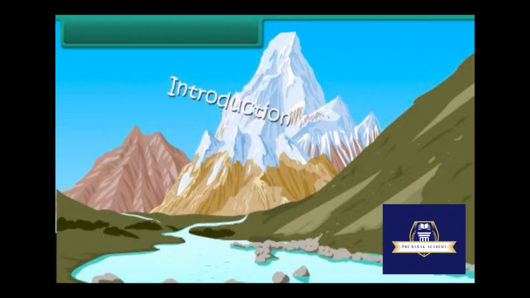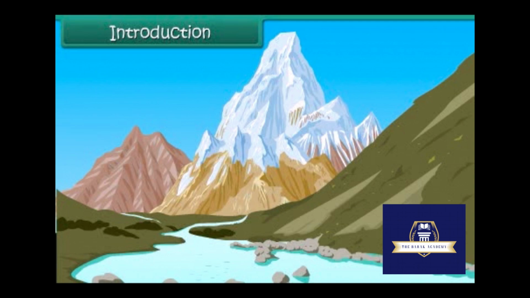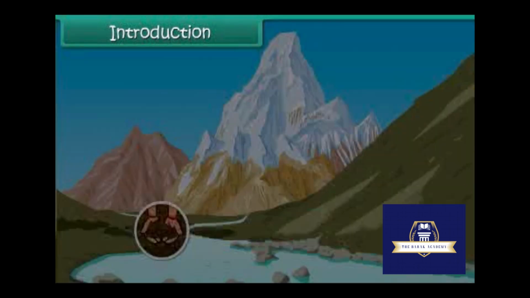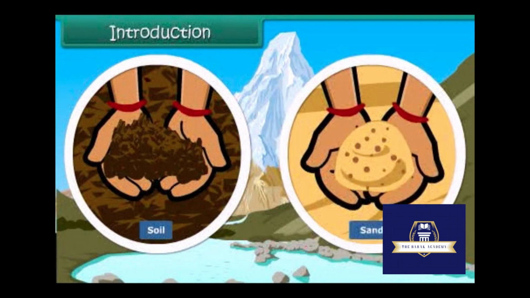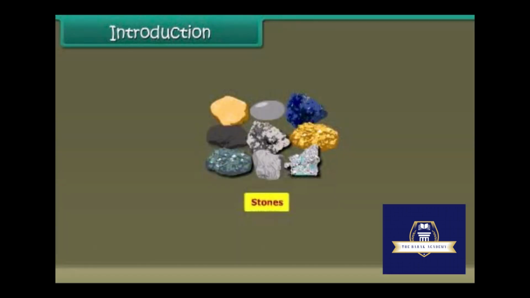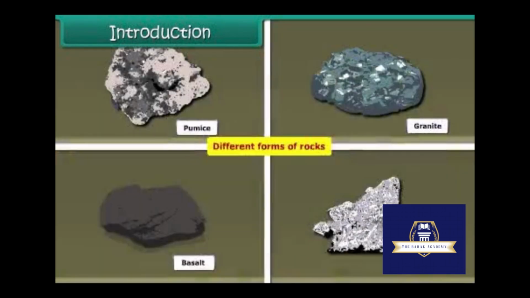Hi friends, you must have seen the mountains, soil in the yard and sand on the road. You also must have collected some stones. Do you know what they are made up of? They are different forms of rocks. Let us discuss different kinds of rocks.